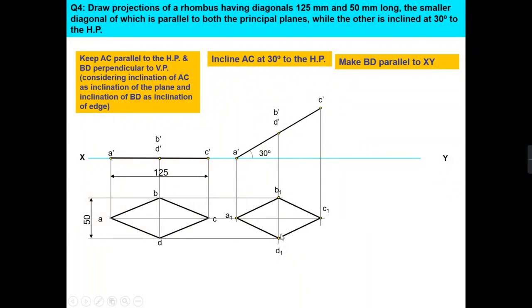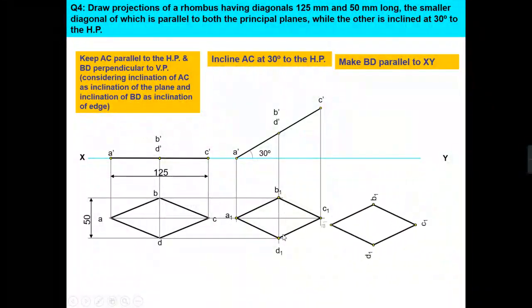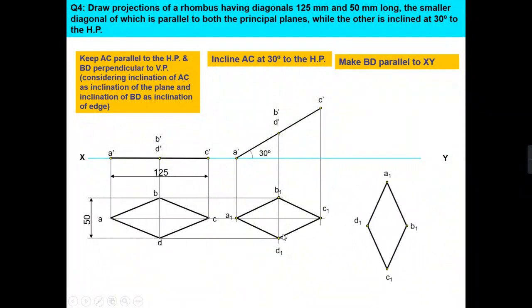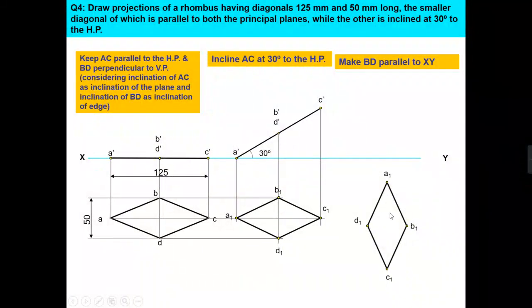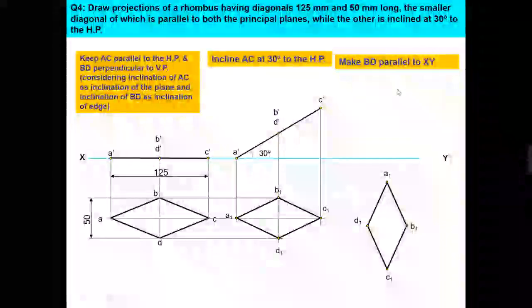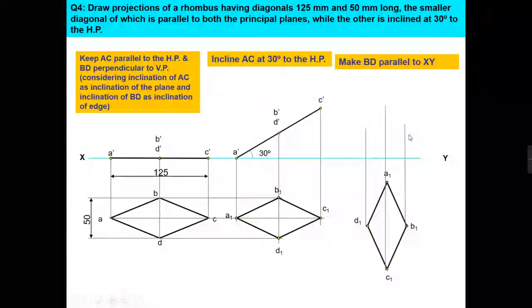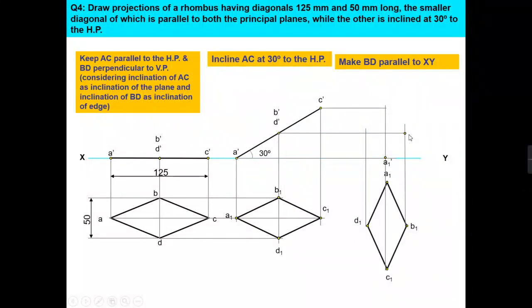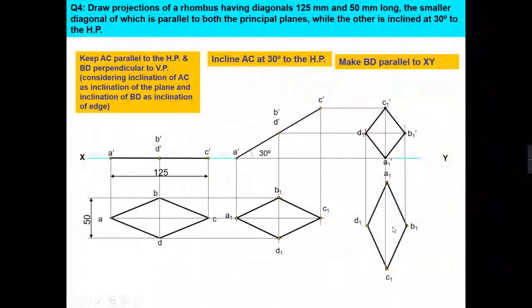So I will rotate this diagonal by 90 degrees. Okay, so now your BD is parallel to the XY line. Then I can mark vertical projectors from the top view and horizontal projectors from the front view. So I will get all these points in the front view. So this is your final front view and top view of the rhombus.